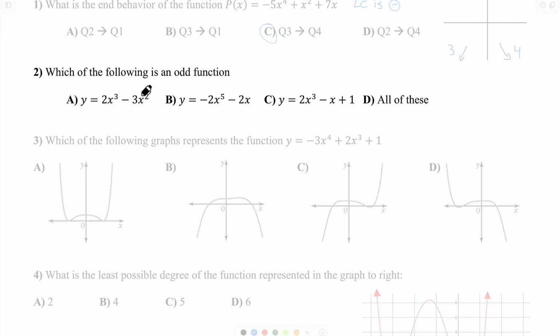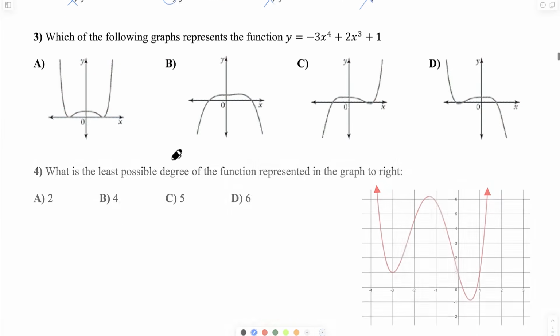Well, I see in part A, I have a degree 2 term, which is even degree, so it's not A. In C, I see a constant term, which we consider an even degree term, right? It's degree 0, so it's not C, which means it's definitely not D, which means it must be B. And if we look at B, notice we have degree 5 and degree 1. Both are odd degrees, so that makes it an odd function.